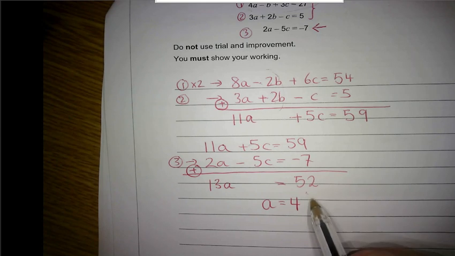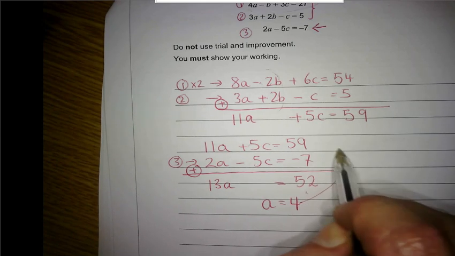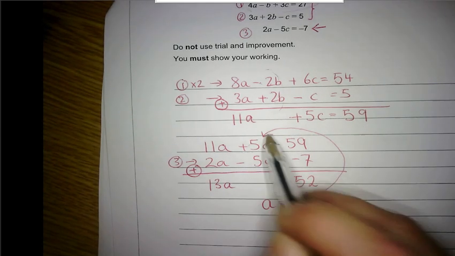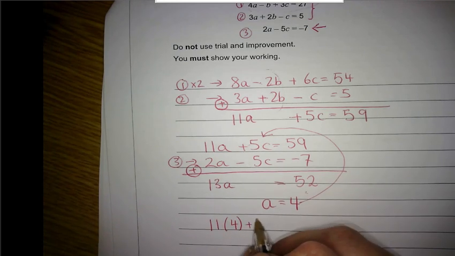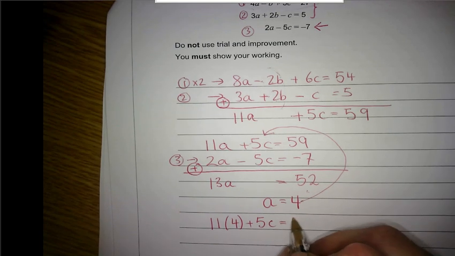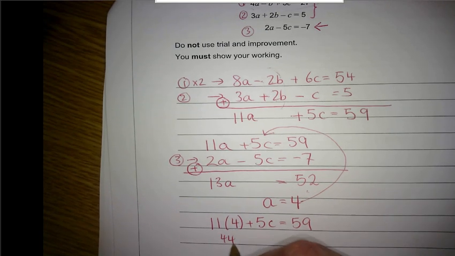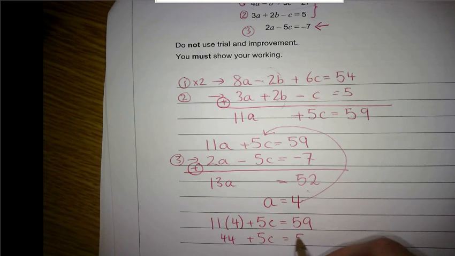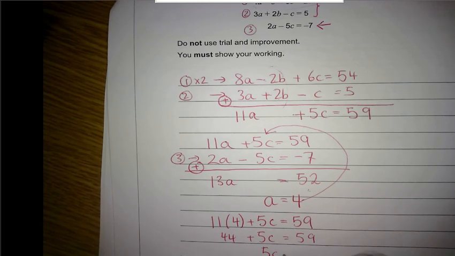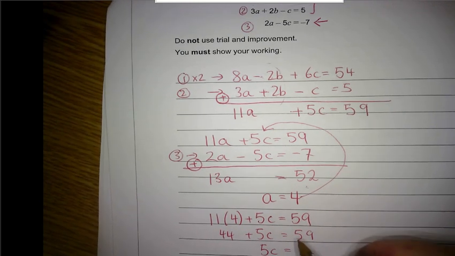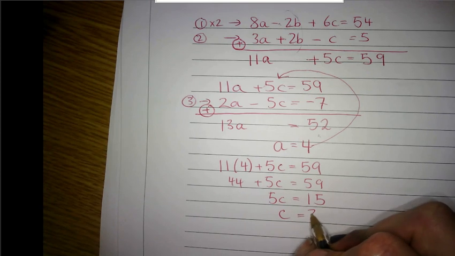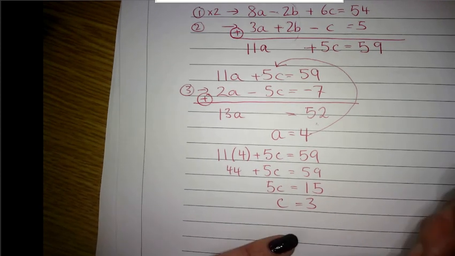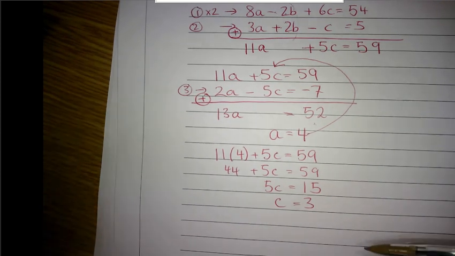I'm going to substitute back into, let's go with this one because c is positive. So I'll have 11 lots of 4 plus 5c is equal to 59. So 44 plus 5c equals 59. Subtract 44. So 5c equals 15. So c is equal to 3. Another nice whole number. I'm feeling a bit more confident that I'm on the right tracks.